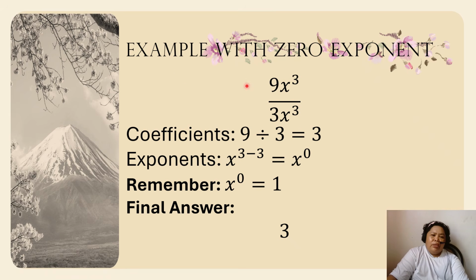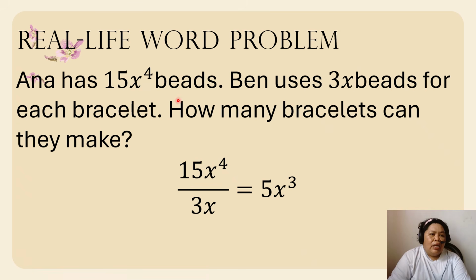Example with zero exponents. So we have 9x cubed divided by 3x cubed. So 9 divided by 3 is 3. For the exponents, we have 3 minus 3, that's equal to x raised to the power of 0. Always remember that x to the power of 0 is 1. So the final answer is 3.